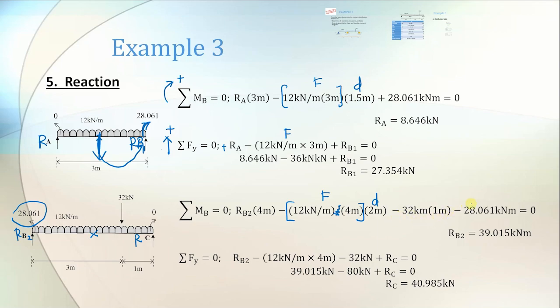Minus with 32, to go to C is only 1 meter, and this is counterclockwise also, so negative. Don't forget to also include the moment that you found earlier in the distribution table, which is negative 28.061. It is counterclockwise, so when you put it into your equation, you put negative there, therefore RB2 is 39.015.